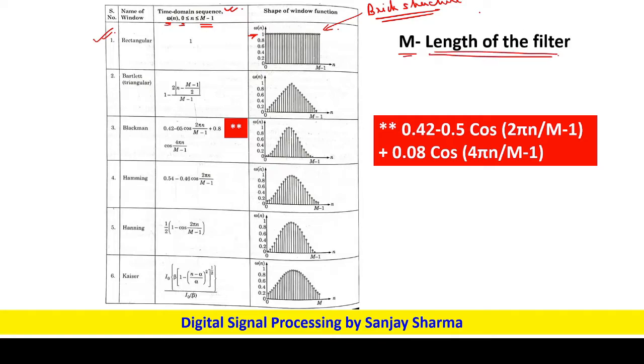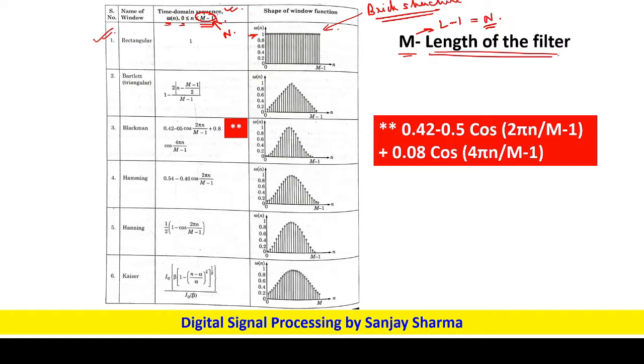This is the length of the filter. In various books, you will find various notations. In this case, the length of the filter has been given by M. So this M is equal to L. And when we talk about L minus 1, what is L minus 1? L minus 1 is nothing but the order of the filter. So here we have given M minus 1, that means it is basically capital N.